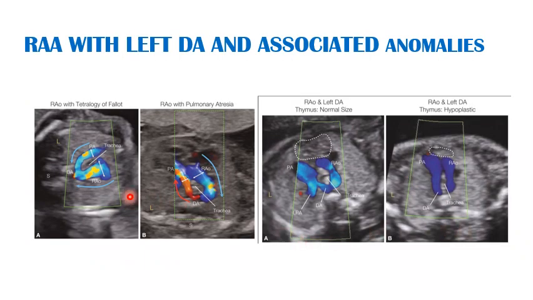Here you can see in tetralogy of Fallot, a U-shaped ring with antegrade flow in both the ductal arch and aortic arch. And here in pulmonary atresia, we can see a U-shaped ring with reversal in the ductal arch and antegrade flow in the aortic arch. In fetus A, we can see it is a normal thymus with a U-shaped ring.